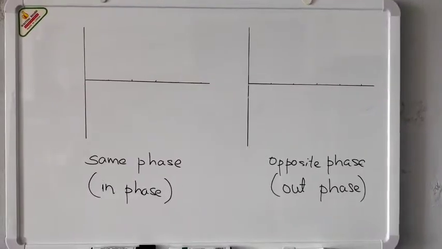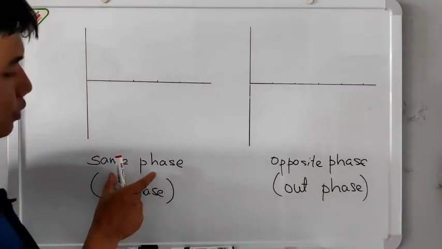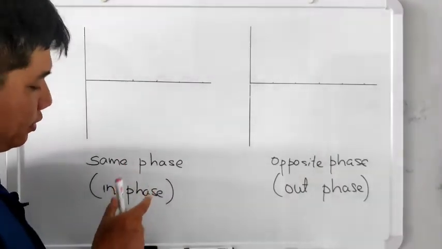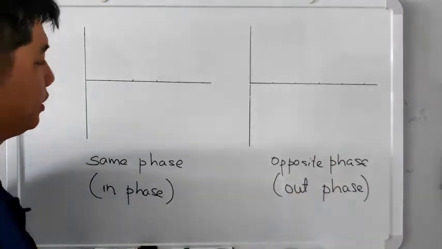where they meet up peaks with peaks and troughs with troughs. The amplitude of the wave is increased. That is called constructive interference. But if the peak from one wave meets up with the trough from the other, destructive interference is produced. Let us consider two cases. One is that the two waves will be in the same phase or in phase, and the other one is opposite phase or out of phase.